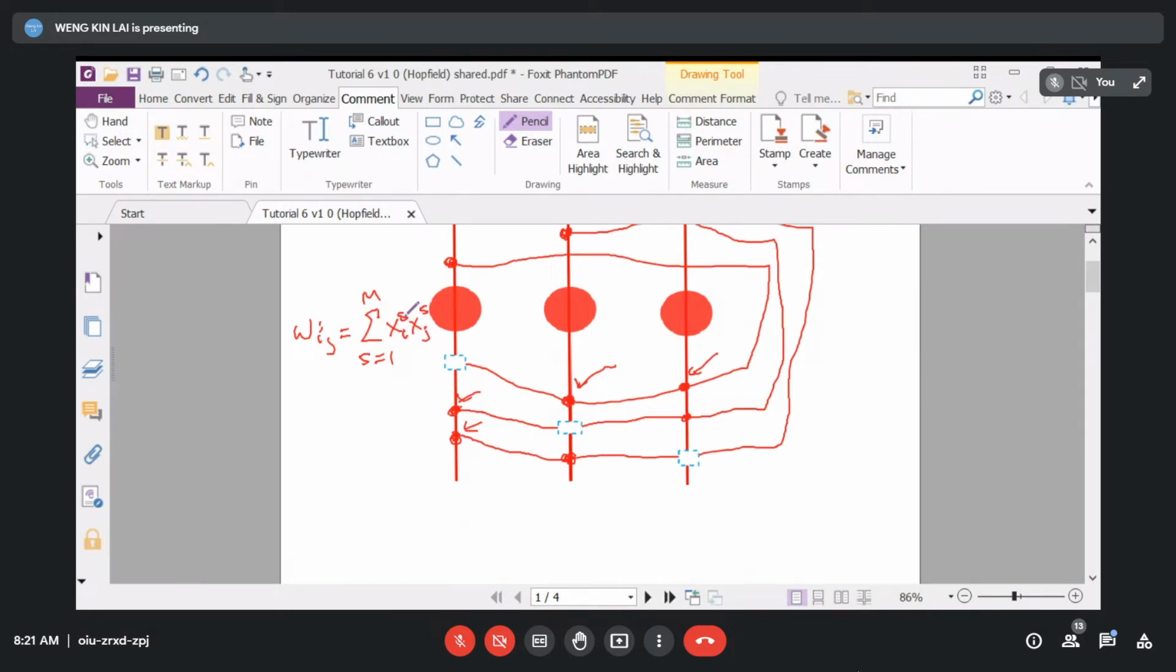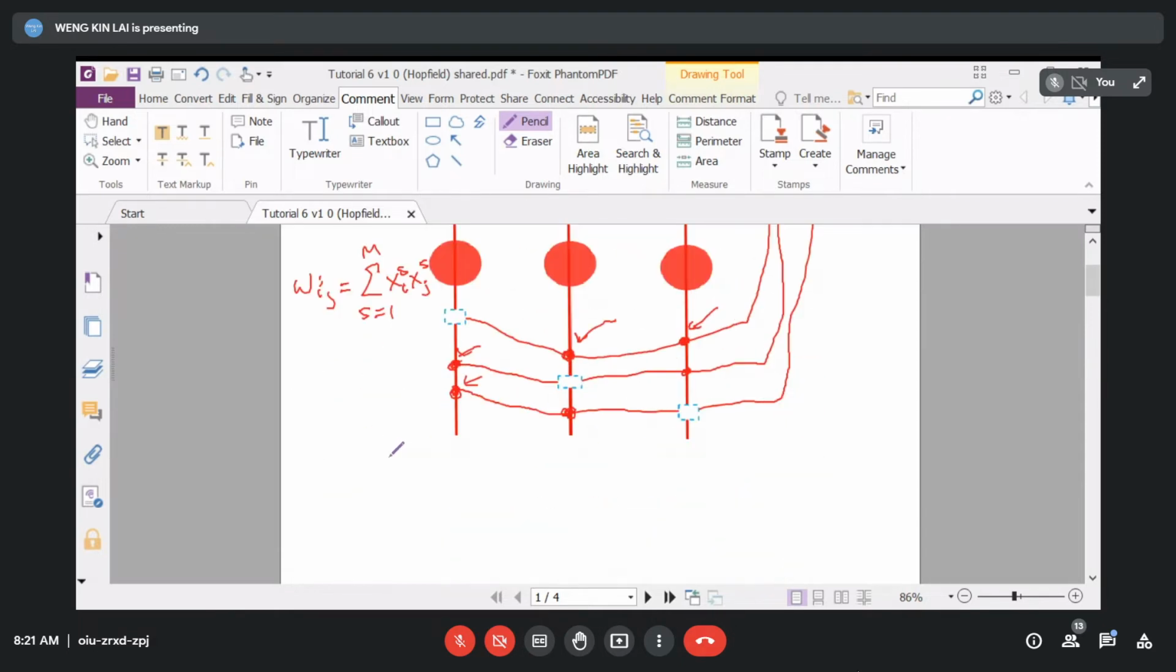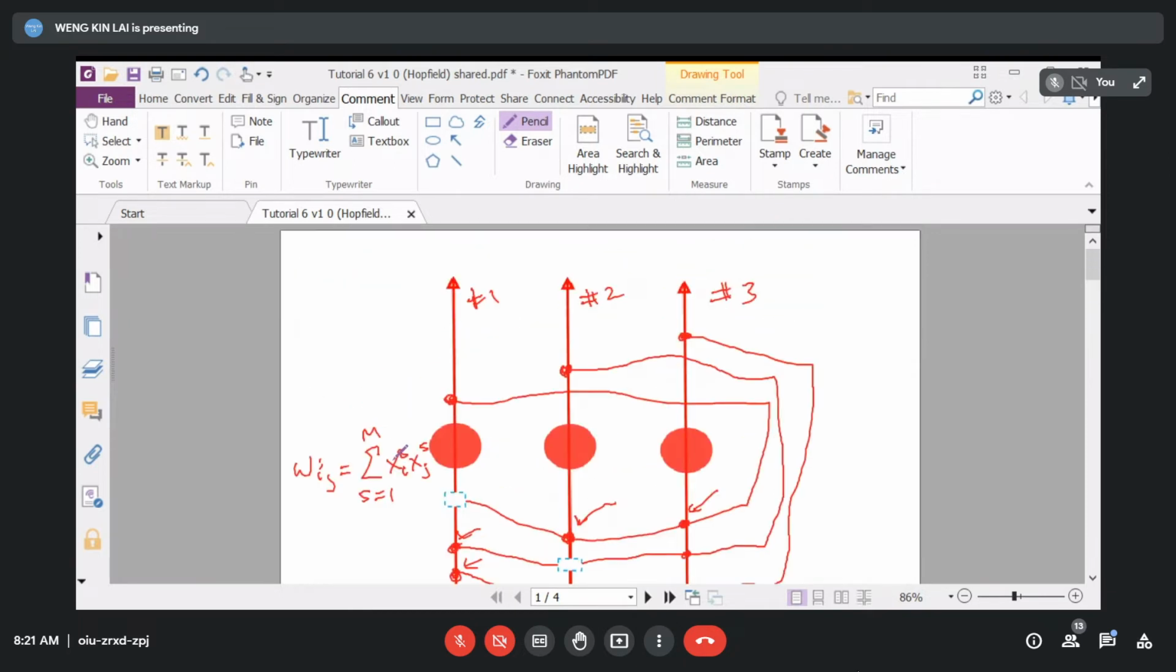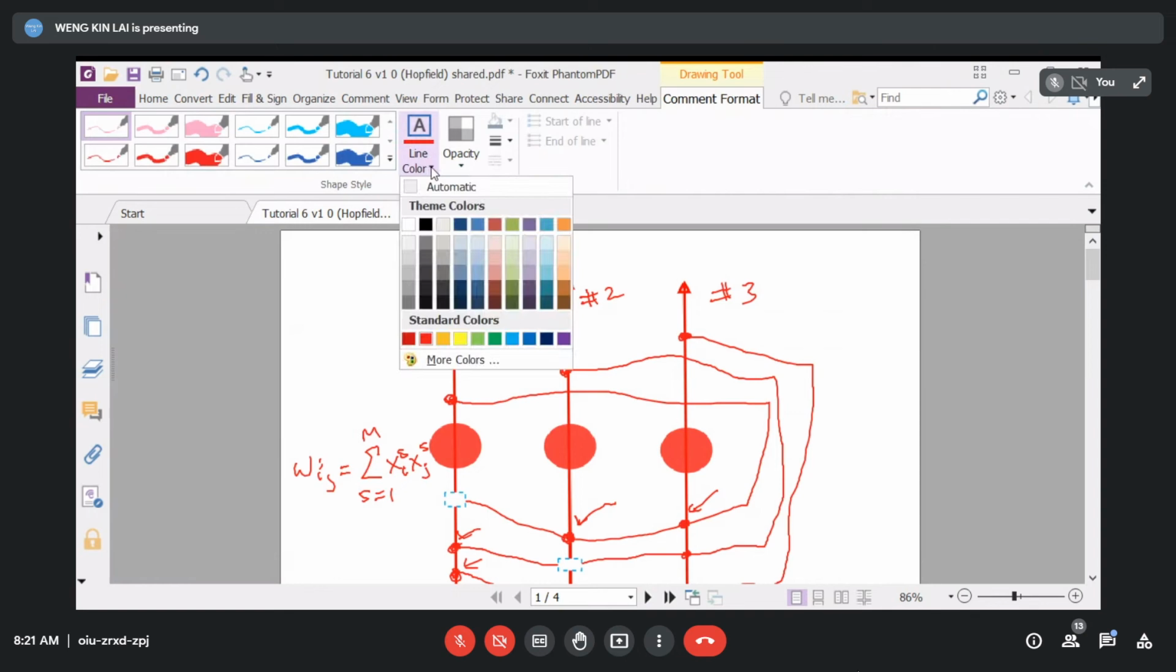So in our case here, there are two patterns, A and B. So there will be 1, minus 1, 1. Okay, so let's again do this.